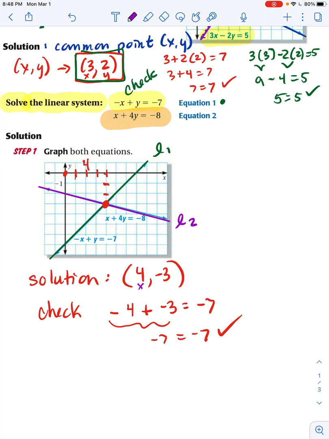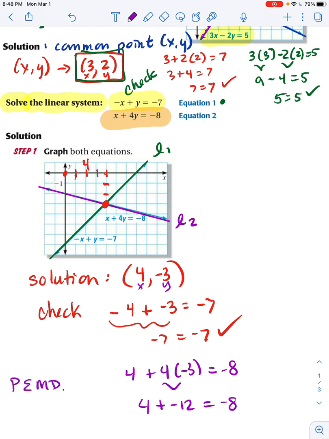Where there's an x, keep in mind this is my x and y, I'll put a 4. And where there's a y, I'll put my negative 3. So this product becomes negative 12. And you could certainly check these on your calculator, because you want to make sure that you do parentheses, exponents, multiplying, dividing, and then adding and subtracting. It's still important to do things in the proper order. That's why I multiplied the 4 and the negative 3 first. Now I'm going to go ahead and put these together. Excuse me, and that checks as well.